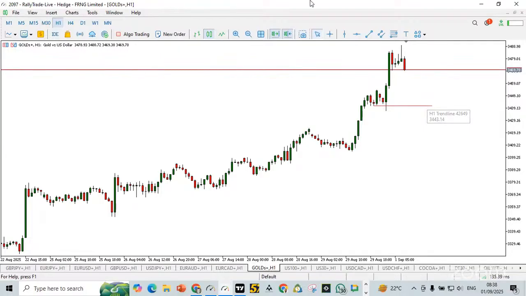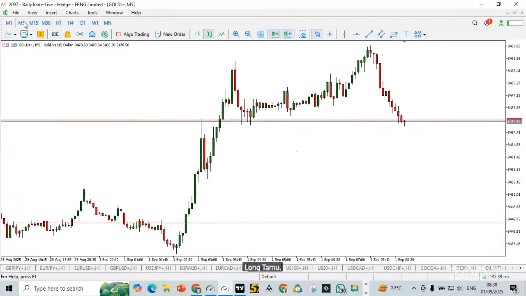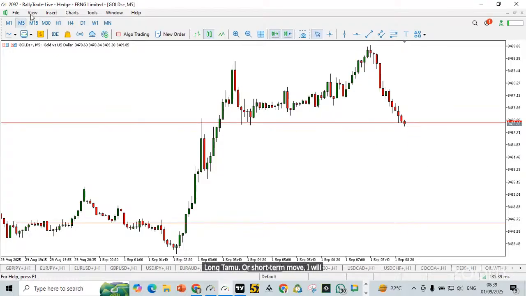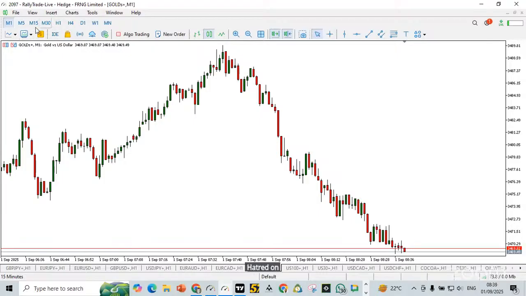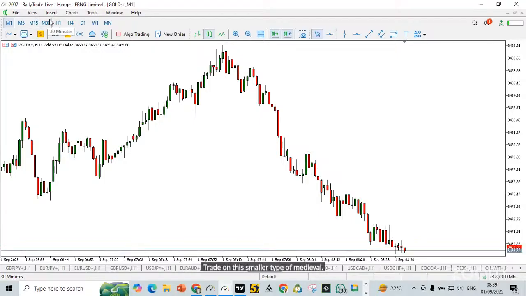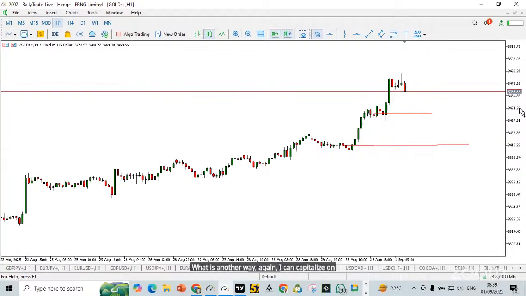Levels like this or levels like this. For gold, these are the levels I'll be planning to buy from, A or B. That's the long-term move. For the short-term move, I will just be looking for quick scalps, day trades on the smaller time frame levels, M5 or M1.